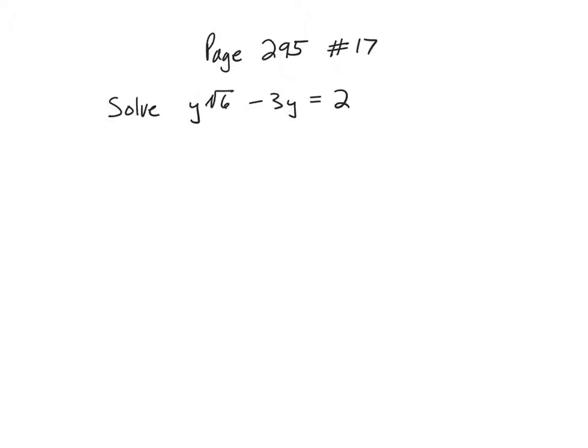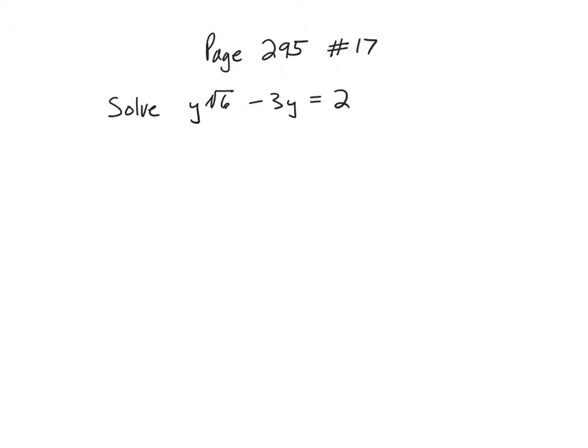Okay, here's the next problem, page 295, number 17. Solve y radical 6 minus 3y equals 2. Now we know when we solve linear equations, our job is to get all of the variable terms on one side and the non-variable terms on the other side. And for this problem, that's already done.